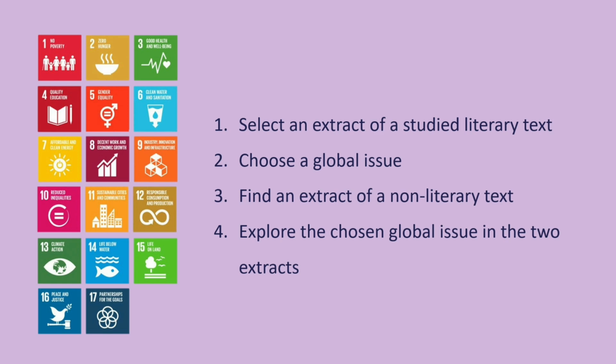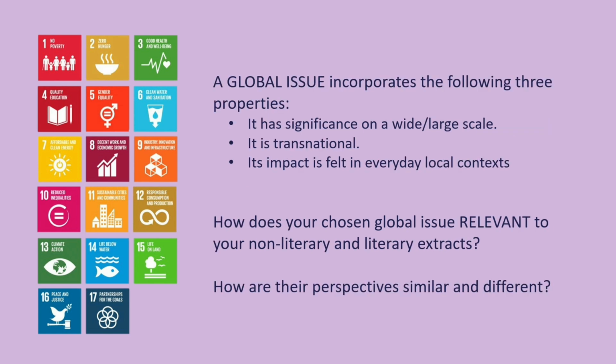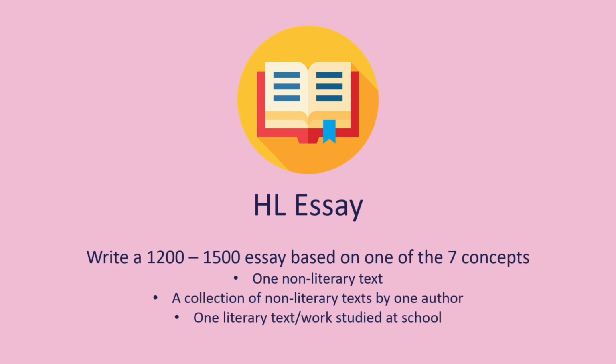You should also be able to talk about how the approaches to your chosen global issue are similar or different in the two chosen extracts. And because the weighting of your IO has increased, it's important that you choose a good global issue that is relevant to your chosen literary text. Your global issue has to have a significance on a wide and large scale, it has to be transnational, and the impact of it has to be felt in our everyday local contexts.